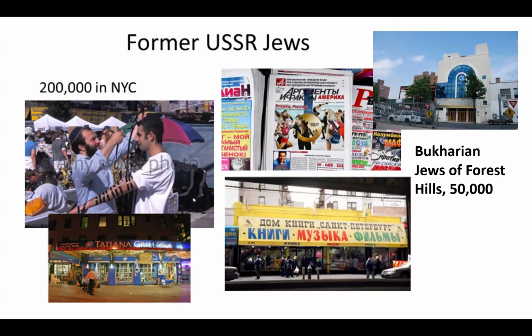Other Jews settled in places like Brooklyn, where you see they have their restaurants. Some of them are very assimilated. Some of them have music stores. A sign in the middle says Knigi Muziki Filmi. These would be books, music, and films. Once again, they maintain the Russian language, whereas the Orthodox tend to speak either Bukharian or one of the Yiddish-based languages.